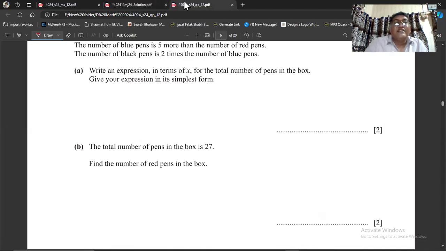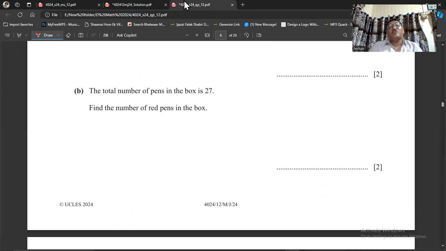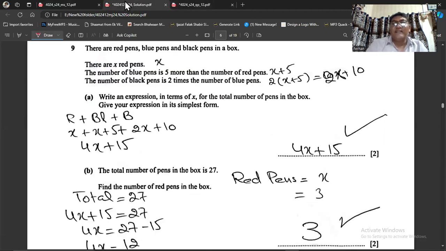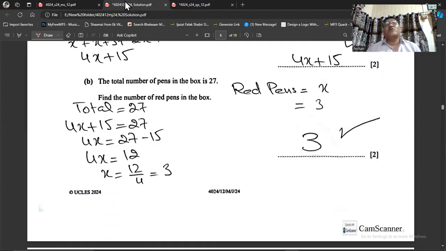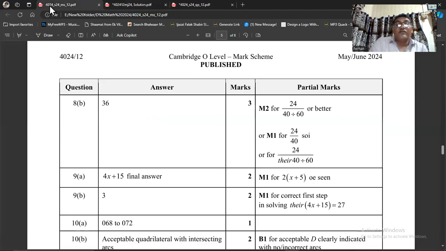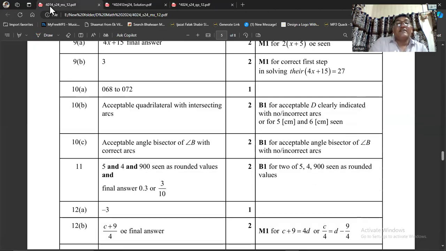Okay, question number 9, and it's B part. He says the total number of the pens in the box is 27. Find the number of the red pens in the box. So I have found that expression for the total number of the pens, that is 4X plus 15. So that is equal to 27. So 4X plus 15 is equal to 27. 4X will be equal to 27 minus 15. So 4X will be equal to 12. X will be equal to 12 by 4. And that will be 3. So the red pens were X, so that means the red pens are 3. Let's check. The red pens are 3. So question number 9, our answer is right.